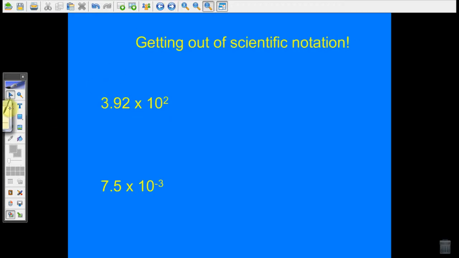So now let's practice converting out of scientific notation. The first thing we're going to do when we convert out of scientific notation is write the first number out front. We're going to rewrite this 3.92. Then we are going to look at the number by the 10, the one that's an exponent. In this case, it is a 2. That's going to tell us we need to move the decimal 2 places.